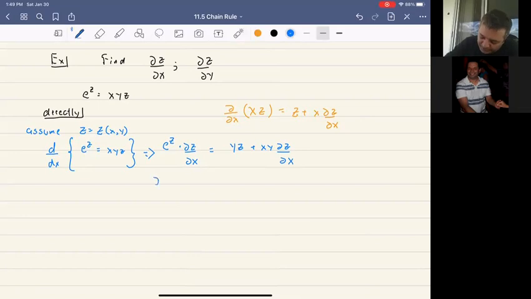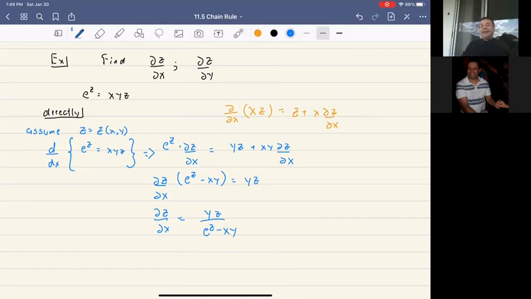Do this a lot. I sort of say, okay, I'm going to move, in my mind, all the partial z with respect to x terms over to the left-hand side. So that's going to be e to the z minus xy. On the other hand, we're going to have yz. Okay? So partial z with respect to x is yz divided by e to the z minus xy.